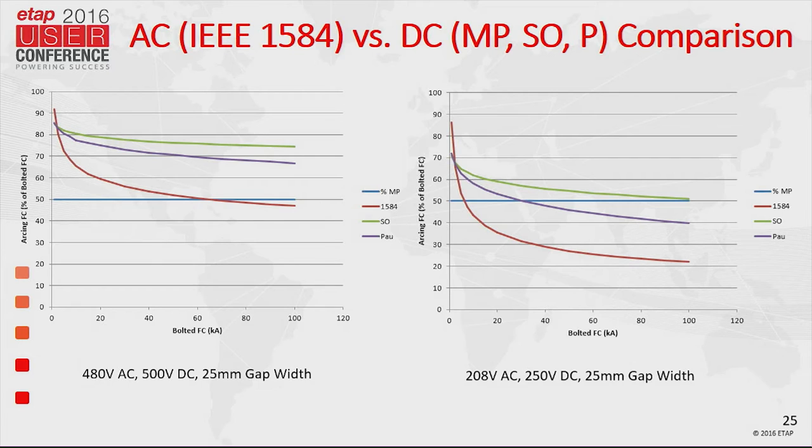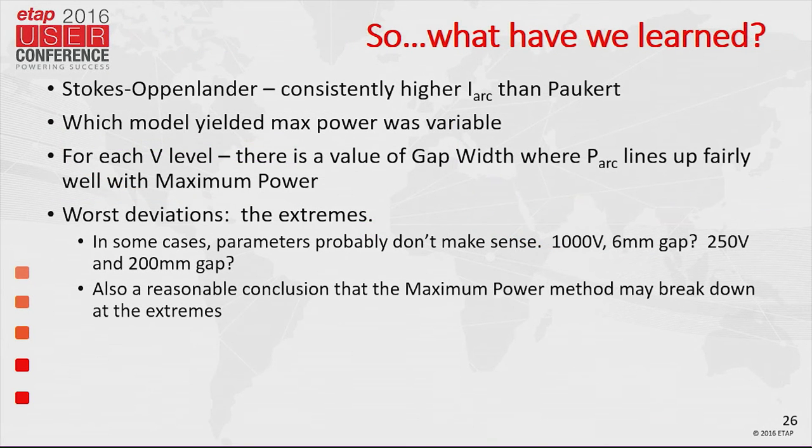Another reason we need some testing. We need to further validate this, see what it really means for us in incident energy evaluation. So what have we learned in all this? Stokes and Oppenheimer consistently give higher arcing fault current than the Paukert model, but the model that yielded maximum power was variable, depending on the particular combination we had for voltage and gap. For each voltage level, there is a value of gap width where the models converge.